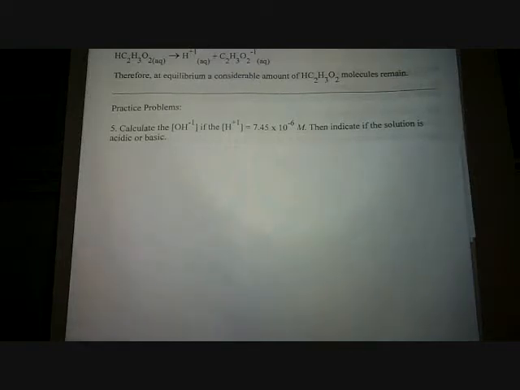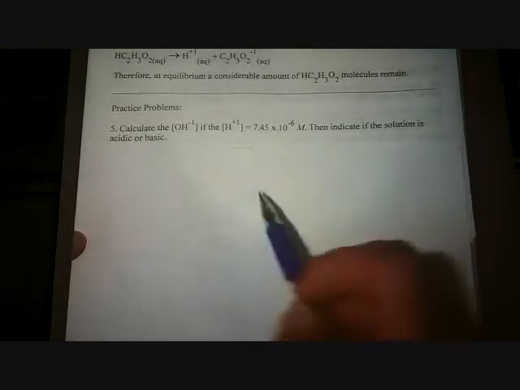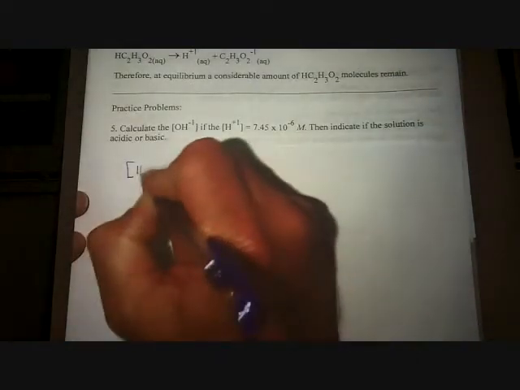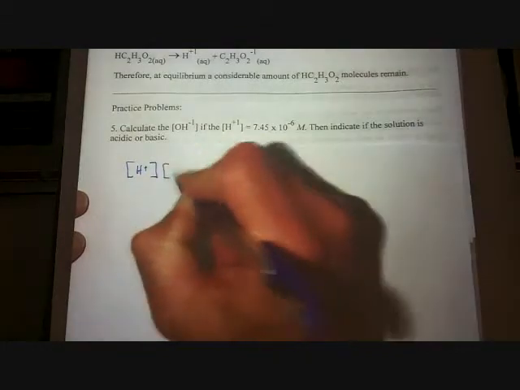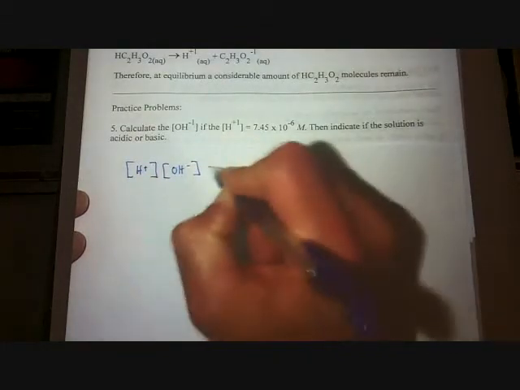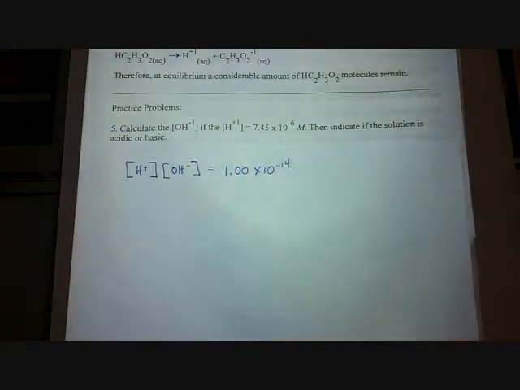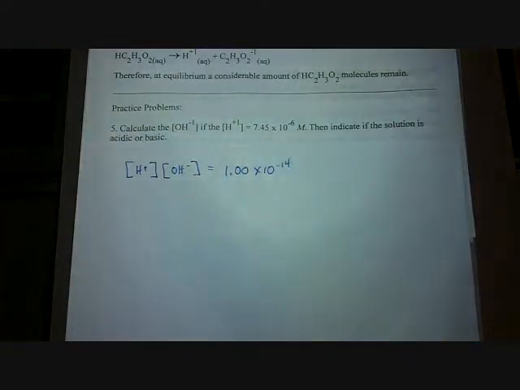All right, number 5 at the bottom of page 7. The question asks you to calculate the hydroxide concentration if the hydrogen concentration is 7.45 times 10 to the negative 6. Then indicate if it's acidic or basic. Guys, again, the equation that you'll be using looks like this. Write small. Okay, so that's the equation that you'll be using.